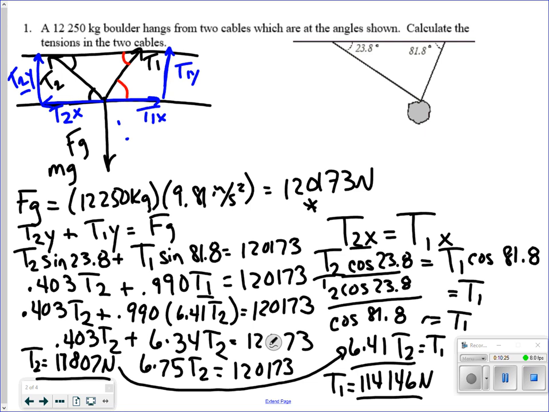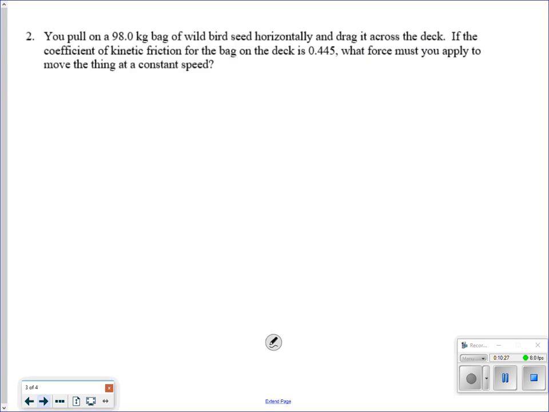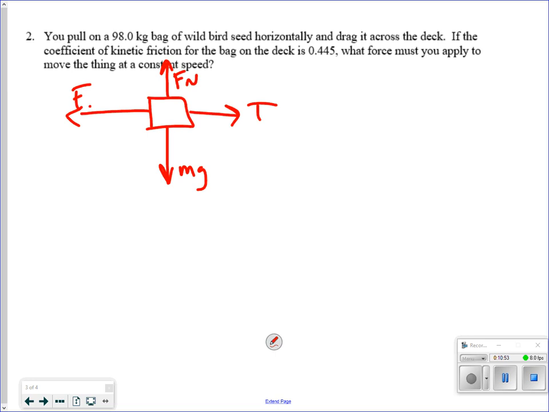All right, next question. Luckily, that was the tough one. Let's do the easy ones. This one's pretty straightforward because you've got something flat and you've got the coefficient of friction. It's a really easy free body diagram. So there's your birdseed. Here's mg, normal force. You're pulling it, that's most likely a tension. And then you've got friction.